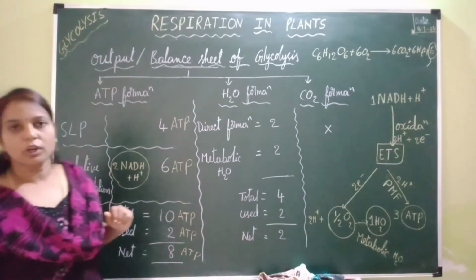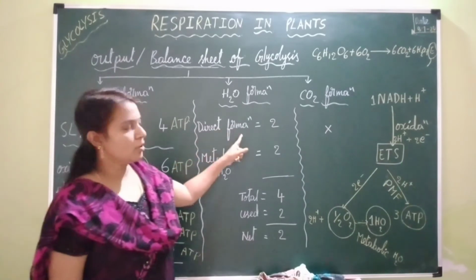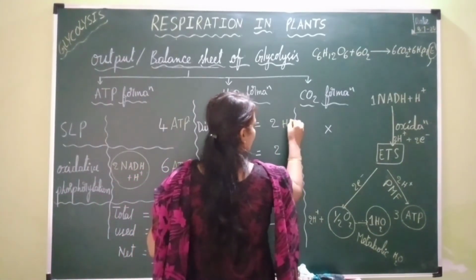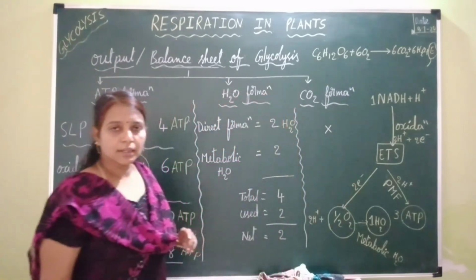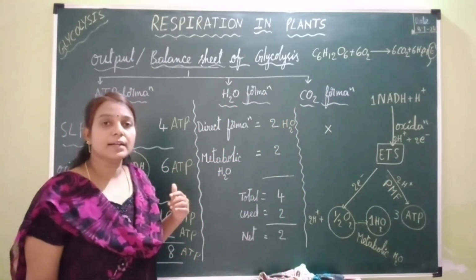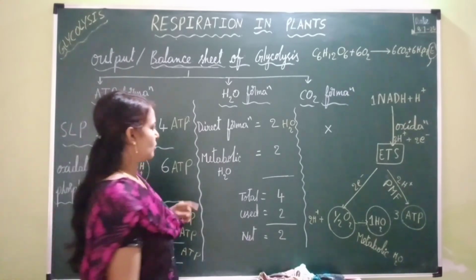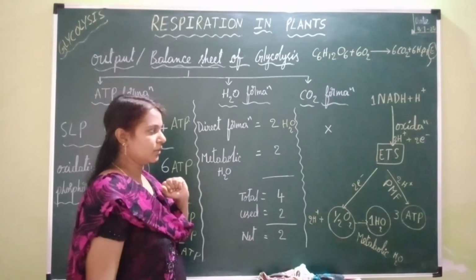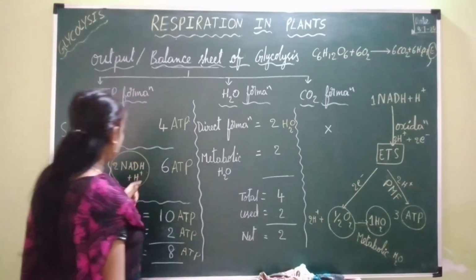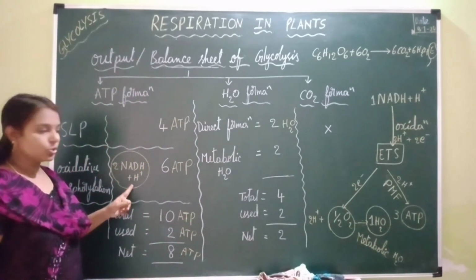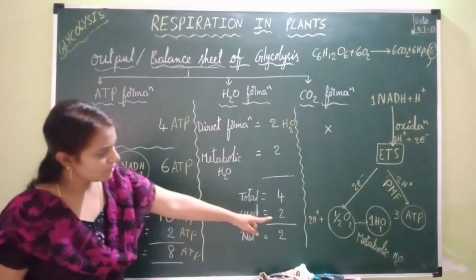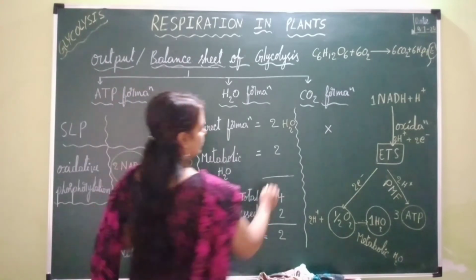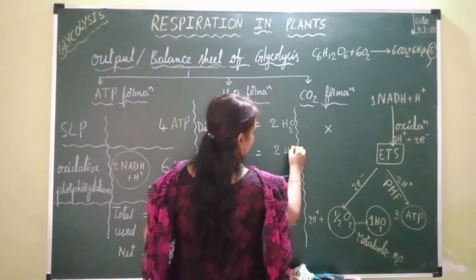Next, coming to water formation. By direct formation of water, that is by dehydration, 2 water molecules are released. What is this dehydration? Where does it occur? It occurs at the 9th step. 2 water molecules are formed. So how many metabolic water molecules are formed? 2 metabolic water molecules are formed because there is a formation of 2 NADH2. 1 NADH2 is equal to 1 metabolic water, which I explained here. So totally 2 metabolic water molecules are formed.